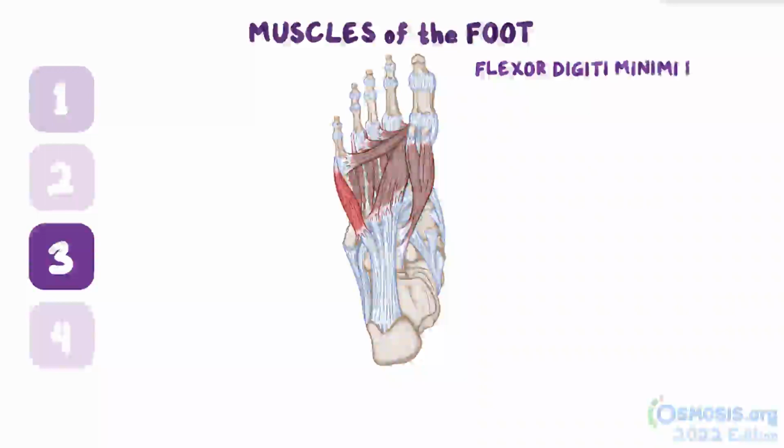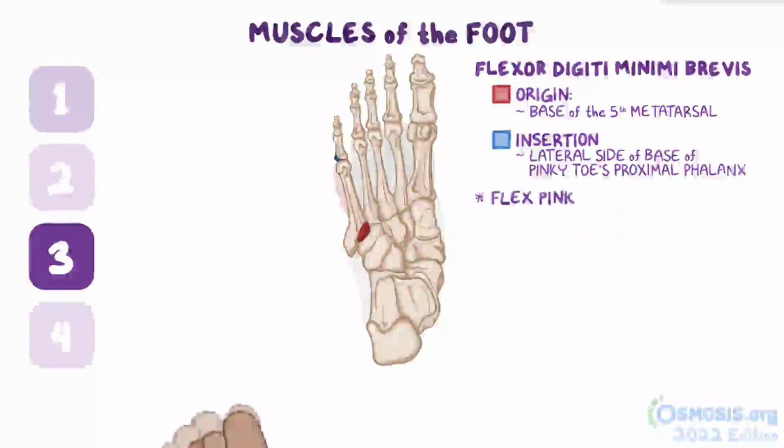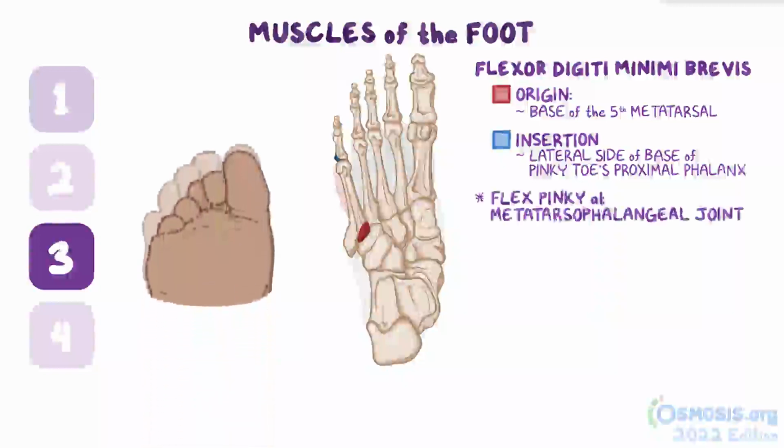Flexor digiti minimi brevis originates on the base of the fifth metatarsal. It travels to the tips of the toes and then attaches to the lateral side of the base of the pinky toe's proximal phalanx in order to flex the pinky at the metatarsophalangeal joint.